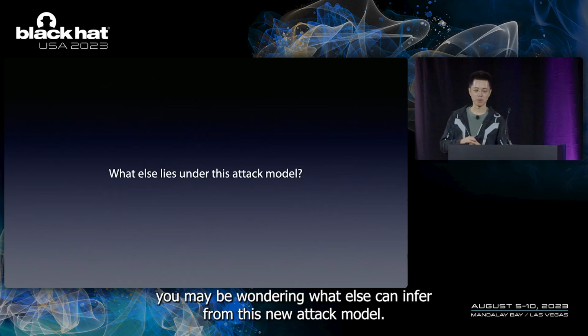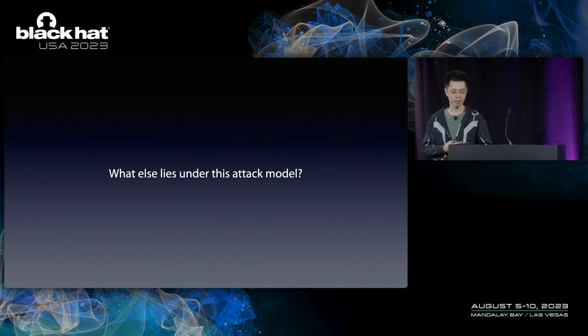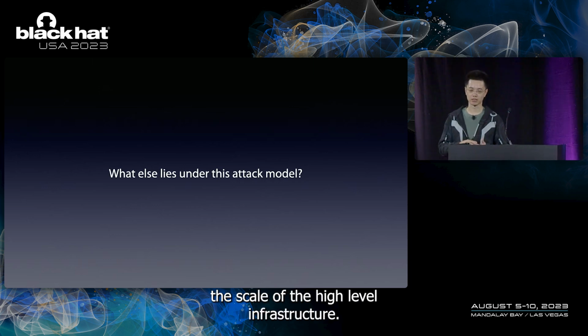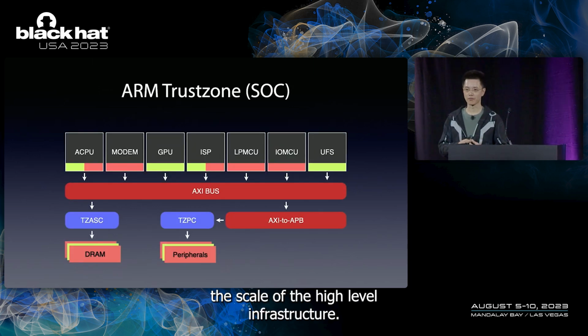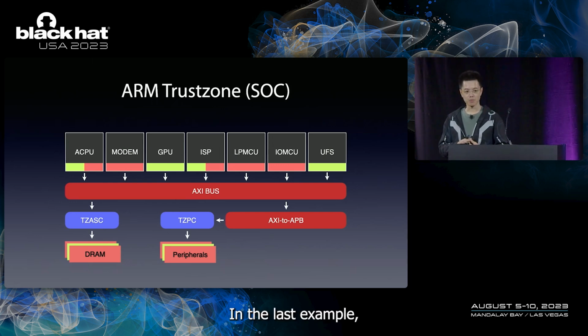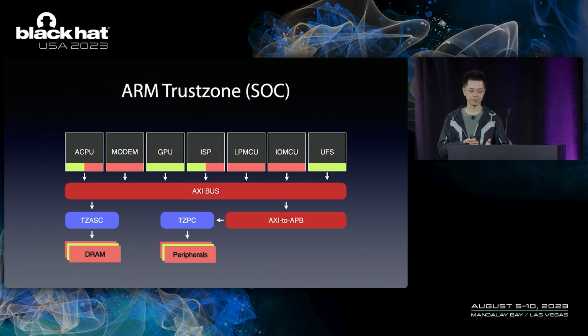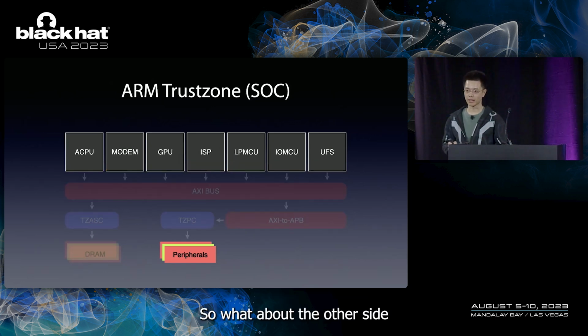At this moment, you may be wondering what else we can infer from this new attack model. To address this question, we have to revisit the secure world high-level infrastructure. In the last example, most of our passes fall within the left side of this figure. So what about the other side?